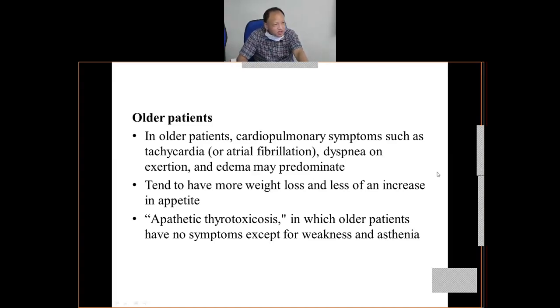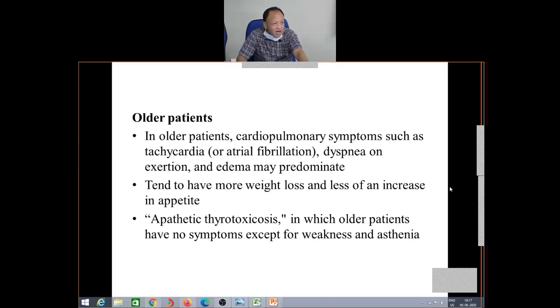However, there is a term known as apathetic thyrotoxicosis, which may come as a short note, or it may come to you in postgraduate entrance exam questions. What do you mean by apathetic thyrotoxicosis? This is a condition where patients with hyperthyroidism do not have any symptoms except for weakness and asthenia. That is known as apathetic thyrotoxicosis.